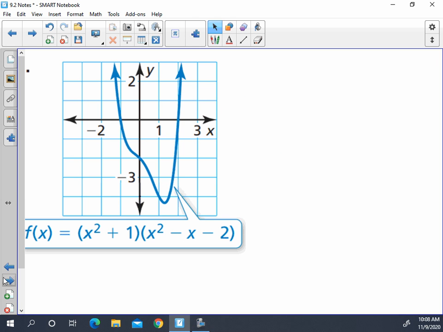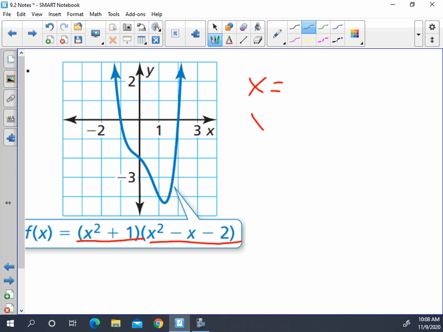How about this down here? It's a binomial multiplied by a trinomial. And what does x equal? X equals. We only care about what x equals. It equals negative 1, and it equals 2.